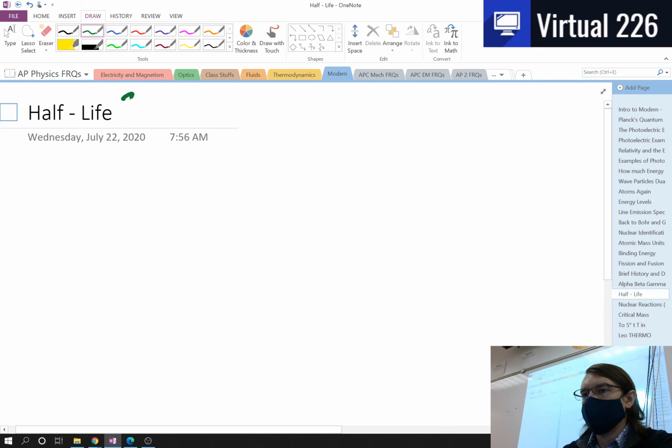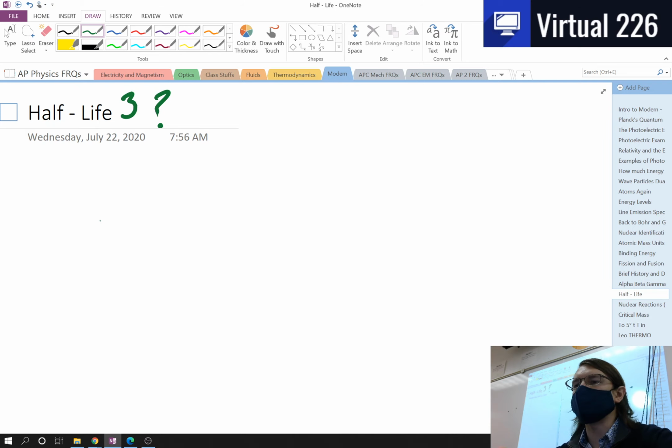Half-Life 3? Confirmed? Okay, so let's talk about half-lives in the world of nuclear physics. Imagine that we have some number of particles or molecules of a certain element. Over time, that element can begin to decay, or those particles of that element can begin to decay. But they're not all going to decay at once. Some of them might decay early, some of them might decay last.